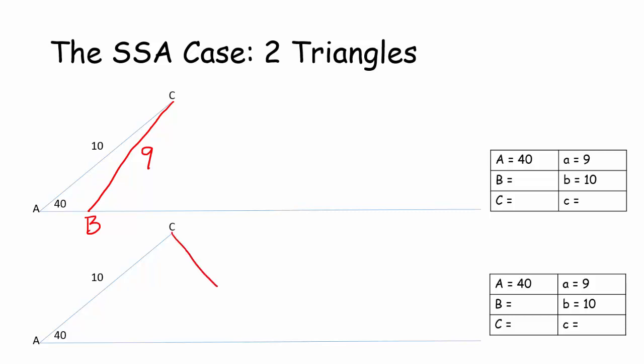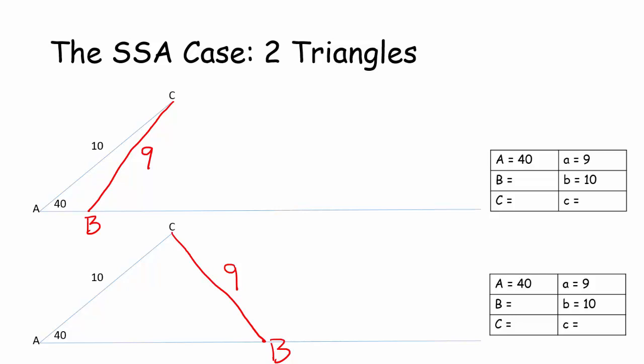Or I could swing side A over here like this, make that 9 units. There's angle B. So see how there are two potential pictures that I could draw here, because 9 is less than 10 but bigger than 10 sine 40. So now we could use the law of sines and solve for all of our various sides and angles. So let's start to do that.